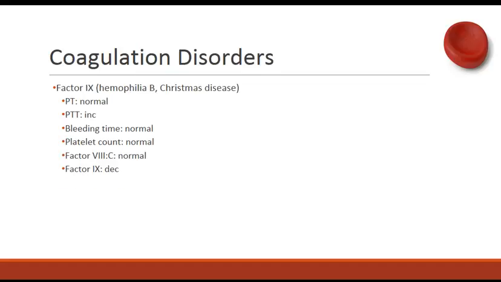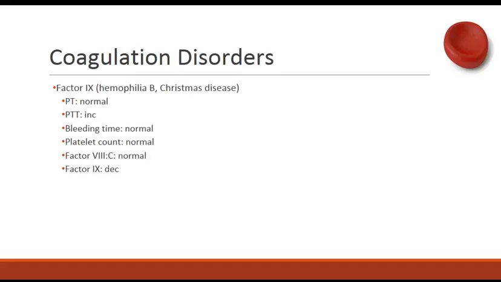Okay, this is factor 9, which is hemophilia B. This one is not as prevalent as hemophilia A, and it's also called Christmas disease. That factor is also known as the Christmas factor. This one's in the intrinsic pathway, so the PTT is increased. The bleeding time and the platelet count are normal because this doesn't have a deficiency to do with platelets.